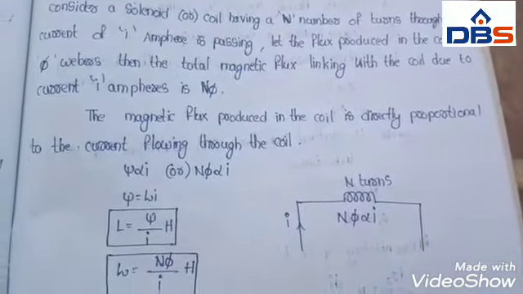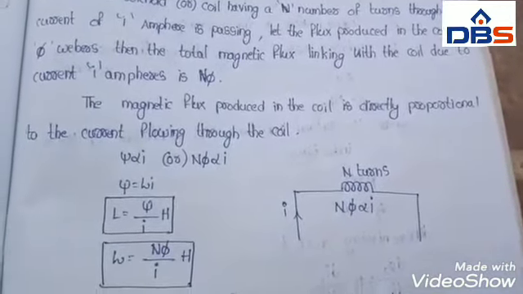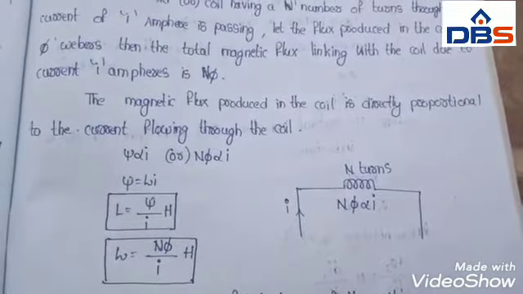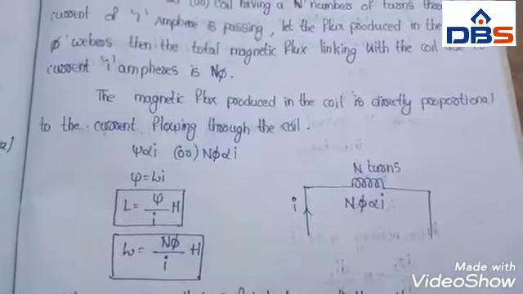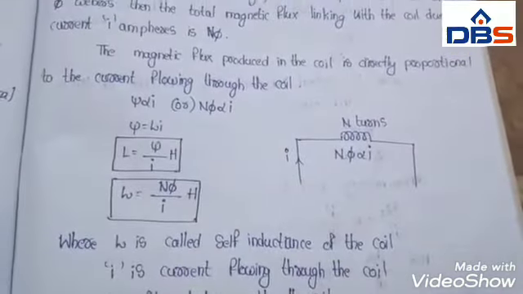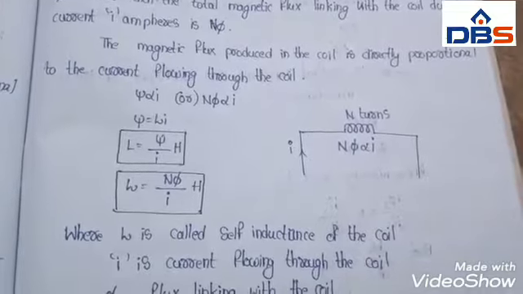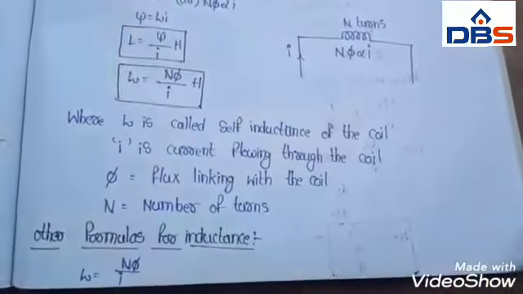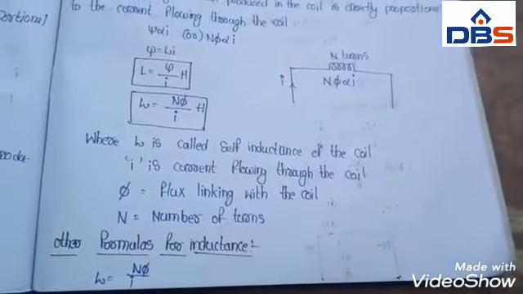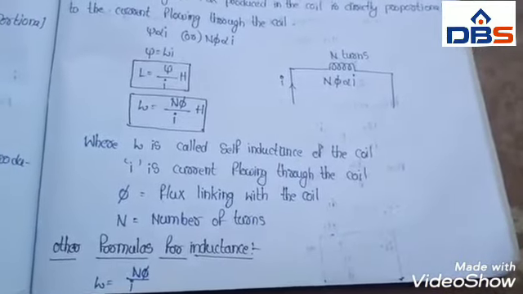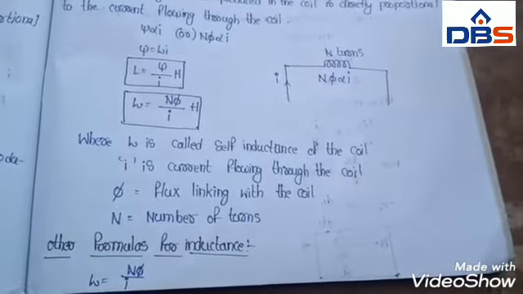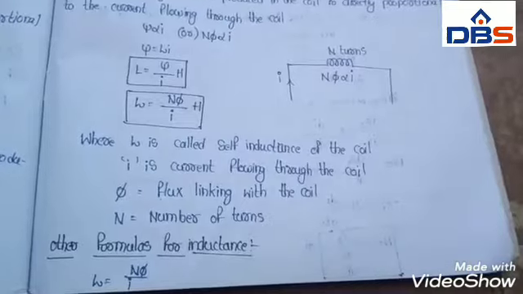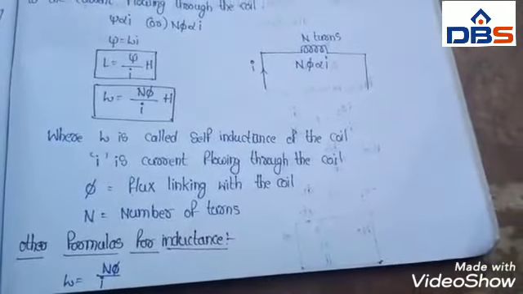Now the magnetic flux produced in the coil is directly proportional to the current, that is, phi is proportional to I, so phi is equal to L I. So L is equal to psi by I Henry, where L is the inductance, and we know that psi is the number of turns times the flux produced in the conductor, that is, psi is equal to N phi. Therefore, self-inductance is equal to N phi by I.